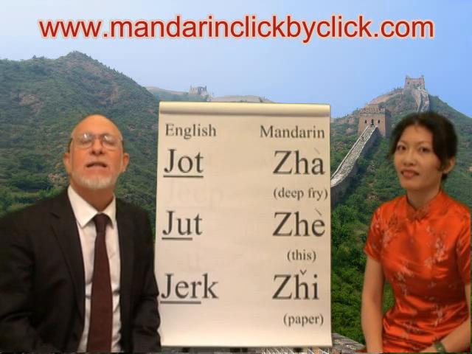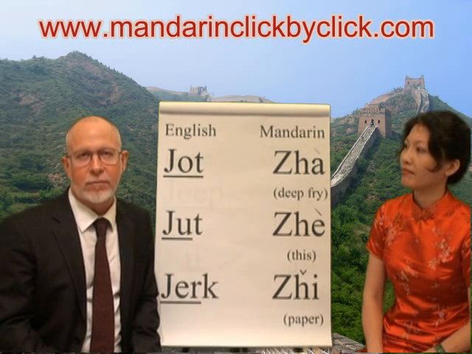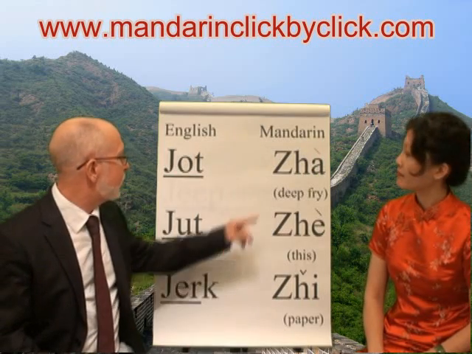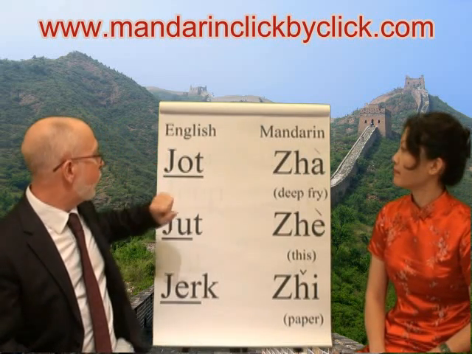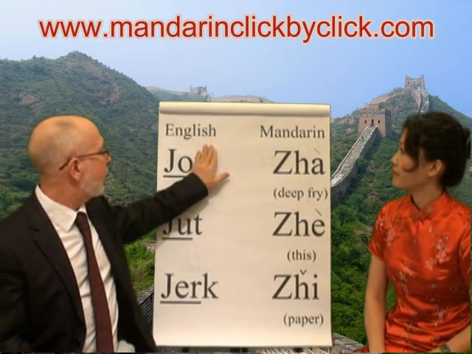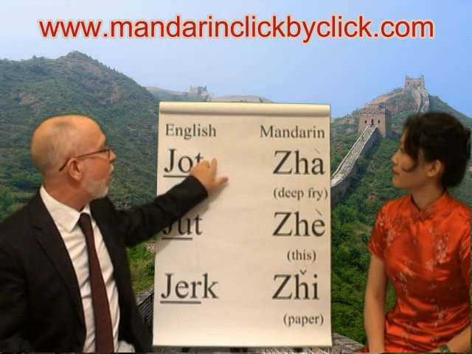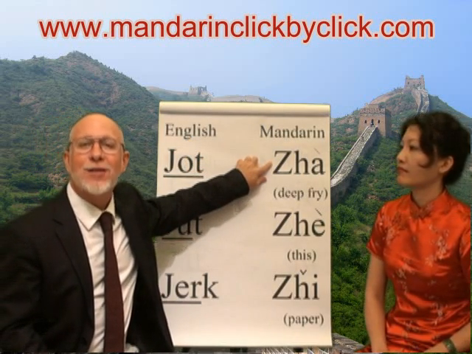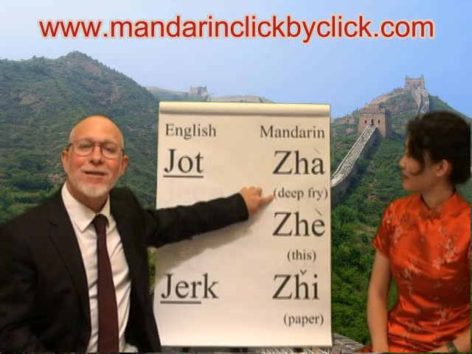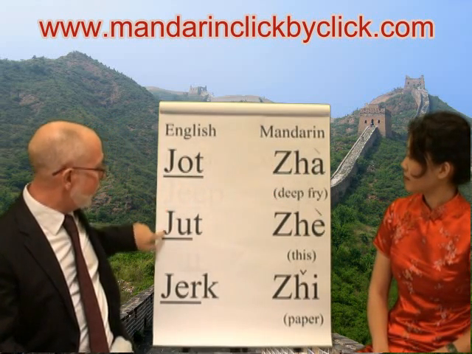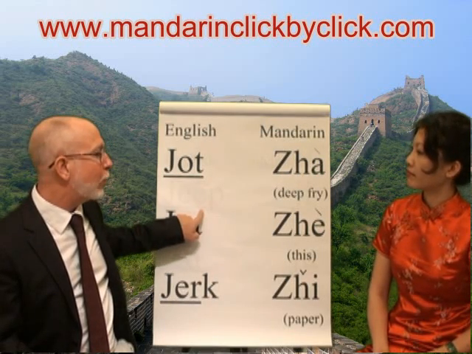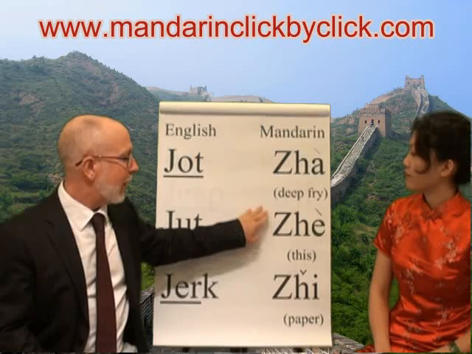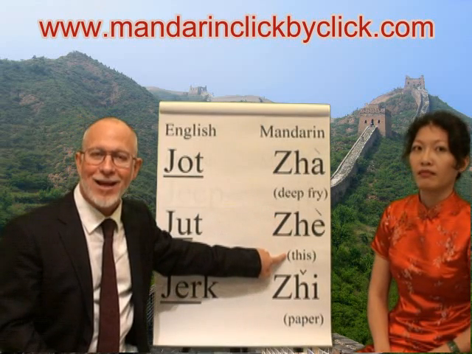All right, now the ZH sound. The ZH sound is almost the same as the J in English, except it ends just a little bit more openly. In English, you'll find it in the word "jot." If you take off the T, jaw, and give it a falling tone, you have the word zha, which means deep fry in Chinese. Take a look at this English word, "jut." If you take off the T and you give it a falling tone, you have zhe. And zhe means "this" in Chinese.